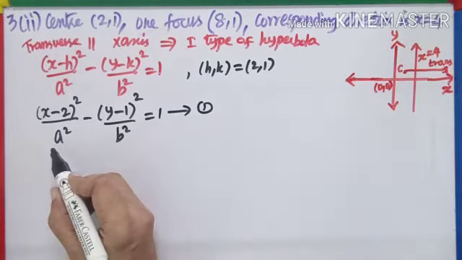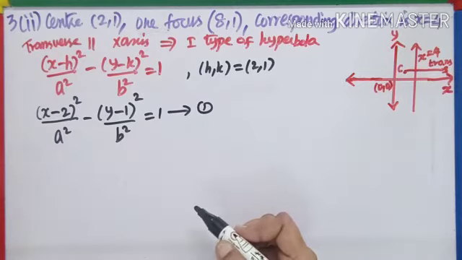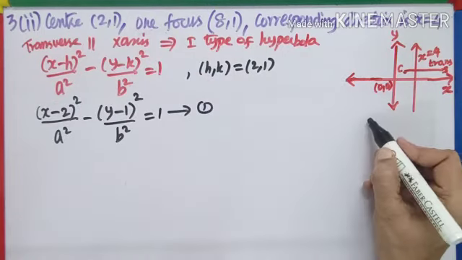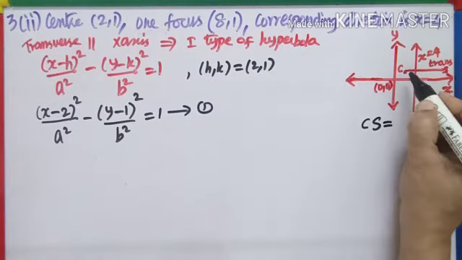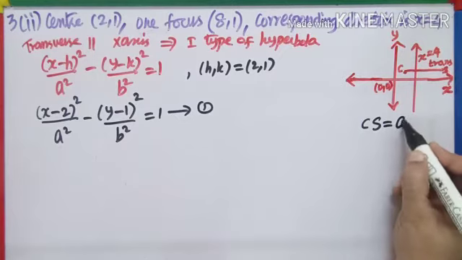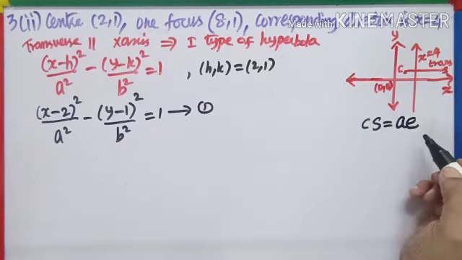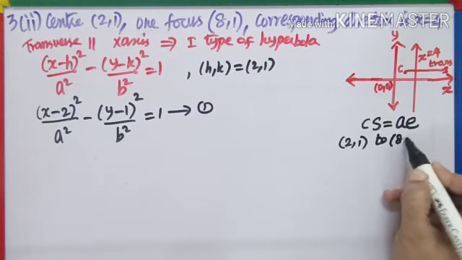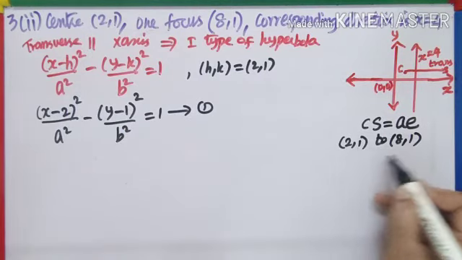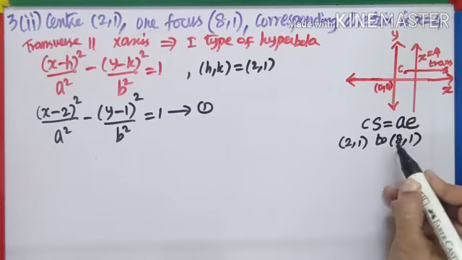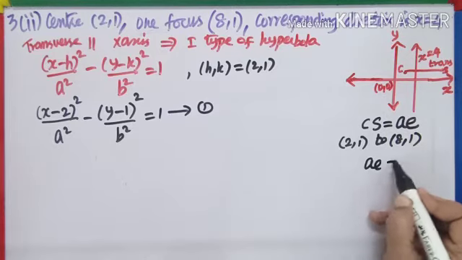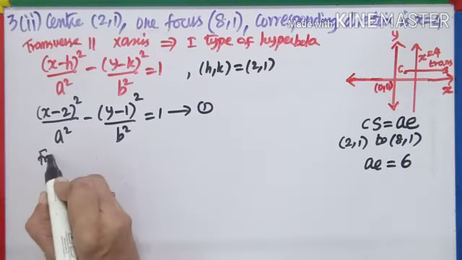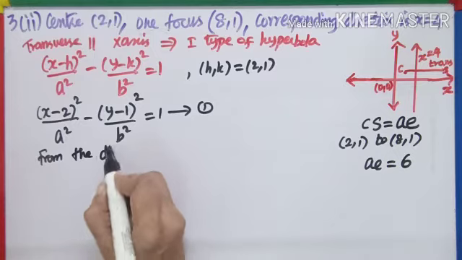We are yet to find out what a and b are. What formula shall I use? Center to focus, the distance is AE. And they have given 2, 1 to 8, 1. Look at the distance: 1 minus 1 is 0, and 2 to 8 is 6. So AE equals 6. From the diagram, I am able to identify AE is equal to 6.